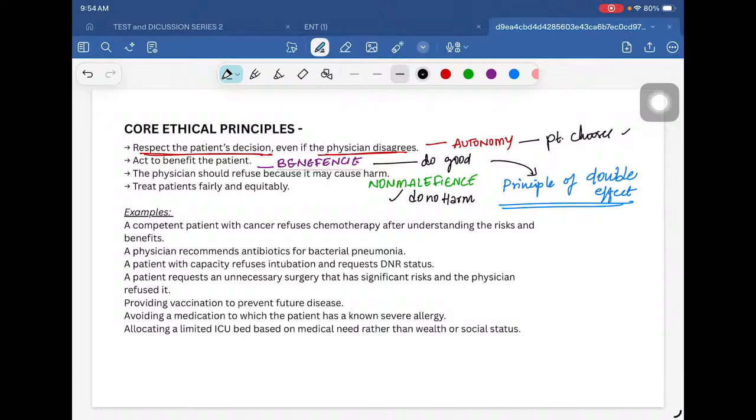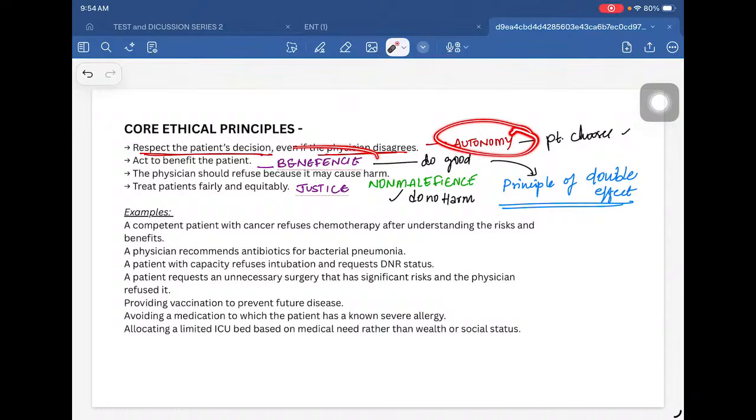Last we have is treat patients fairly and equitably. This is actually justice, where you treat all the patients coming to your hospital based on the medical condition requirement, and you prioritize only based on the emergency or requirement. No other basis like race, etc. That is justice. So what did we check out? Autonomy, wherein the patient is the king. Beneficence, wherein you want to benefit the patient. Non-maleficence, do no harm. And justice, where you treat everyone fairly and equally.